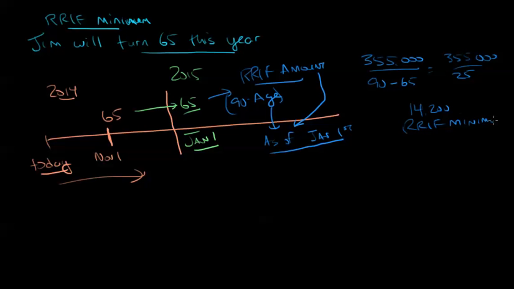And then all the normal things apply with that RIF minimum withdrawal, such as no attribution on a spousal RRSP and no withholding taxes, or at least no mandatory withholding taxes on that RIF minimum.